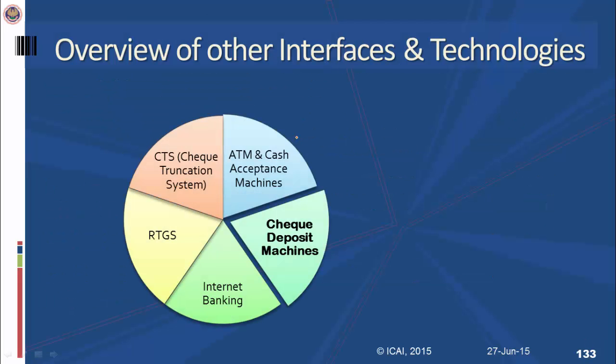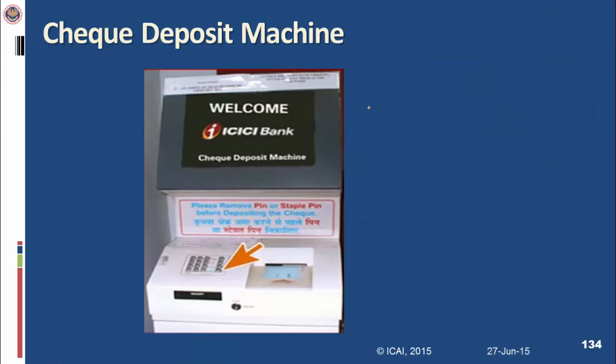Okay, so now we have completed the ATM and the cash acceptance machines. Now the smaller part is the cheque deposit machines. This is what a cheque deposit machine looks like, from an ICICI Bank lobby. It accepts the cheque here. The customer can punch in the account number here. The cheque image will be scanned and a receipt will be generated from here.